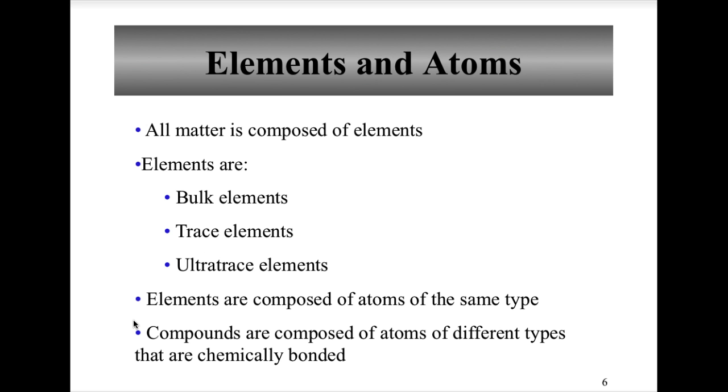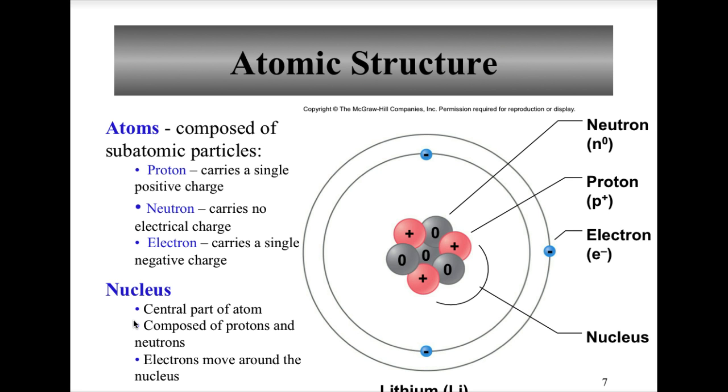So all matter is composed of elements. We have elements that are bulk elements, we have elements that are trace elements, and we have elements that are ultratrace. Compounds are composed of atoms of different types that are chemically bonded. So if we look at atomic structure, there are three subatomic particles, the proton, neutron, and electron, and we already have gone over those. If you look here, this is the Bohr representation of the lithium atom.